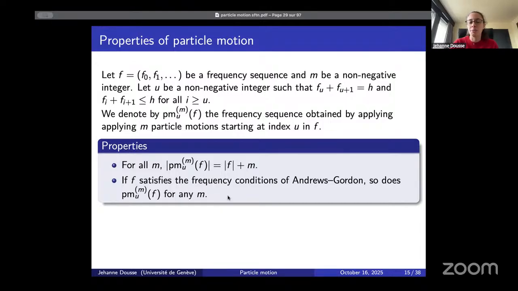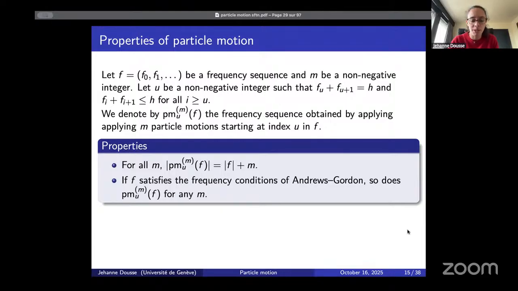Also, by definition of particle motion, if you have a frequency sequence that satisfies the frequency conditions of Andrews-Gordon, then after applying particle motions, it will still satisfy those frequency conditions. By definition, because if you have f_{u+1} equal to h, and then on the right everything is at most h, the particle motion was made so that after applying it, the sum of frequencies of everything to the right of u will still be at most h.